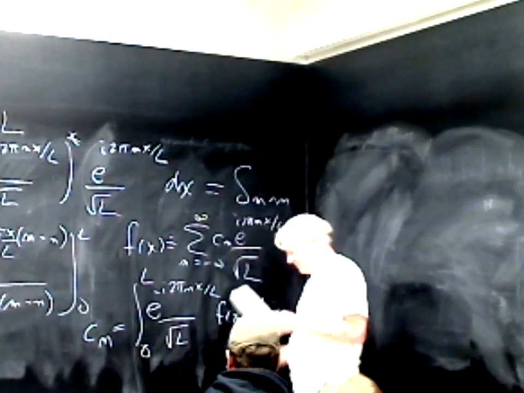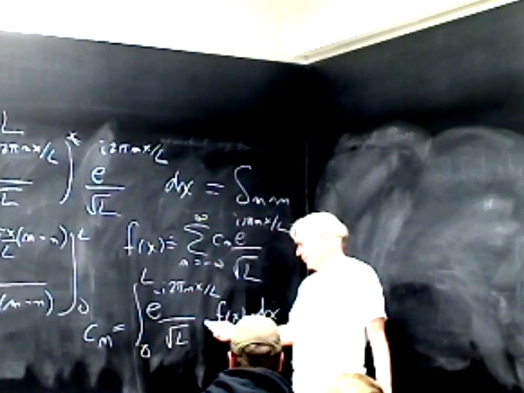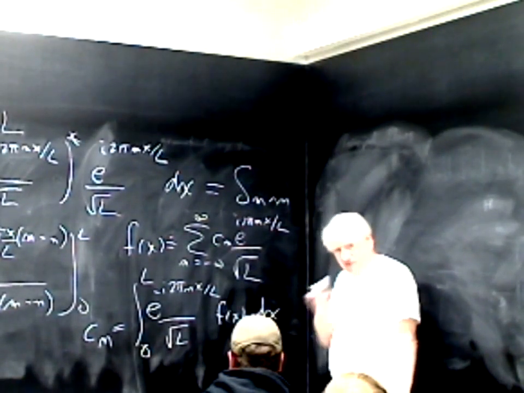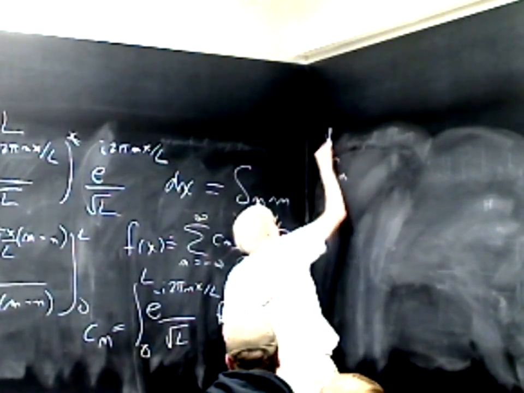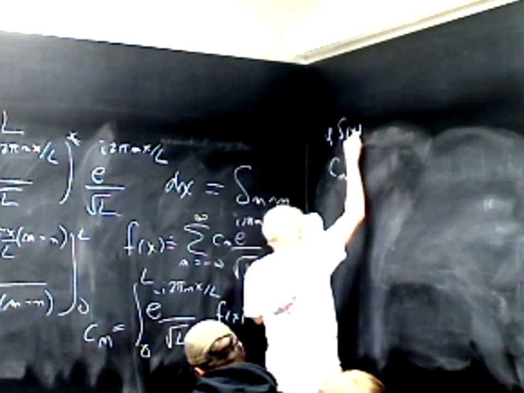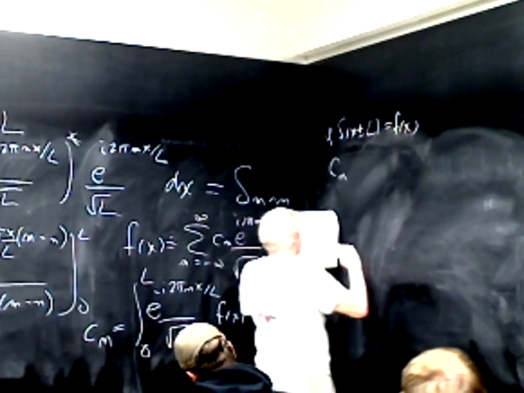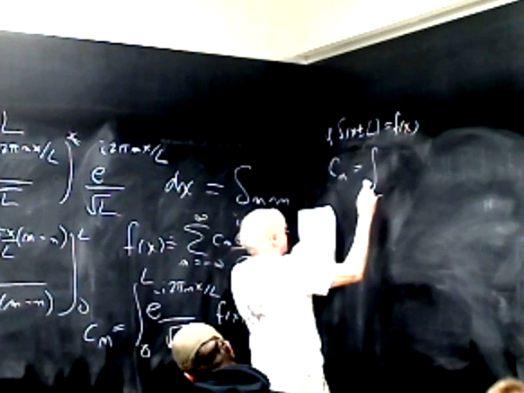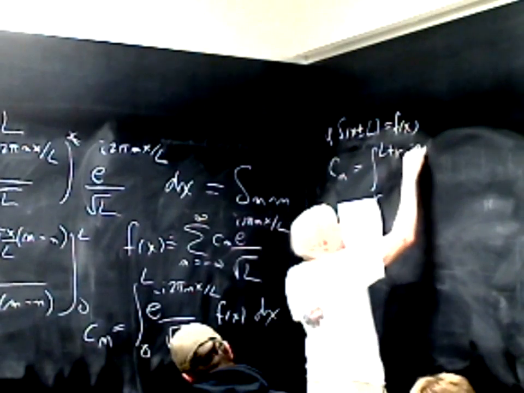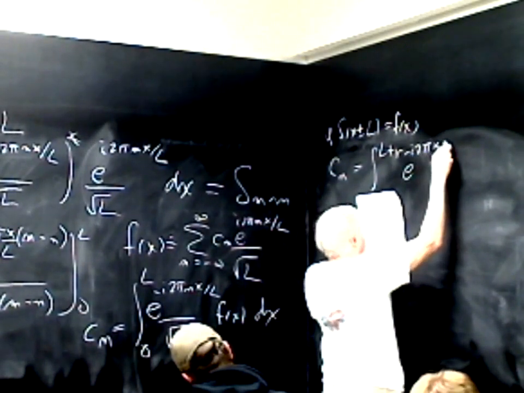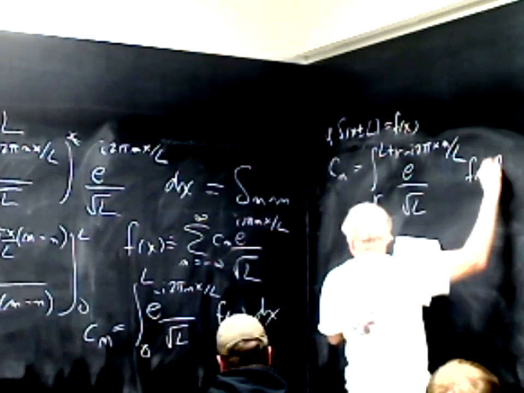Now, if the function f is periodic, then we can shift this domain of integration. And that's what I wanted to do over here, but somehow I wasn't thinking. So if f of x plus or minus L is equal to f of x, then the Cn is equally the integral from R to L plus R of e to the minus i 2 pi x n over L over square root of L times f of x dx.